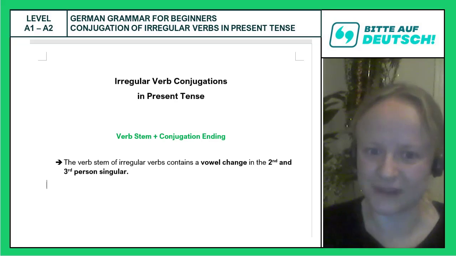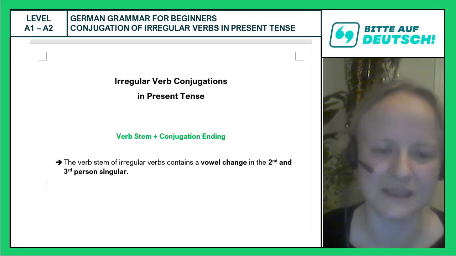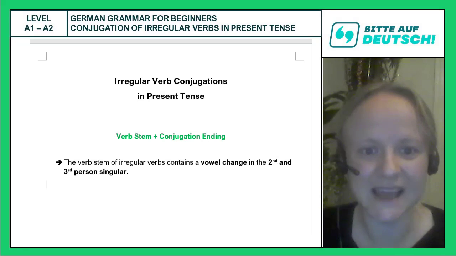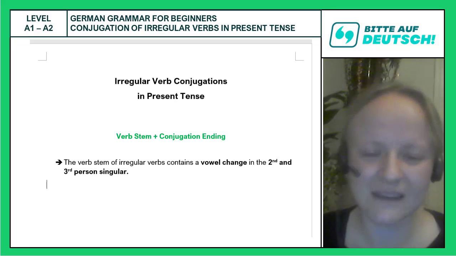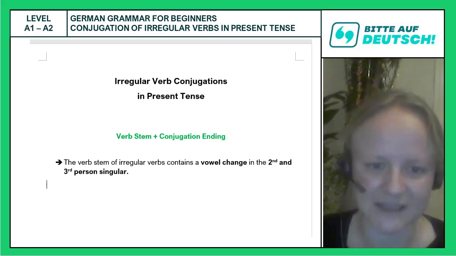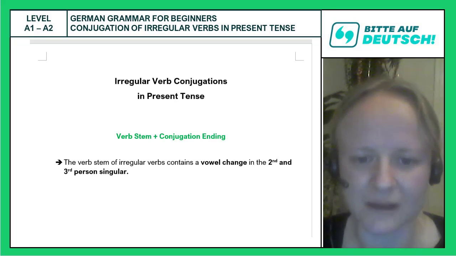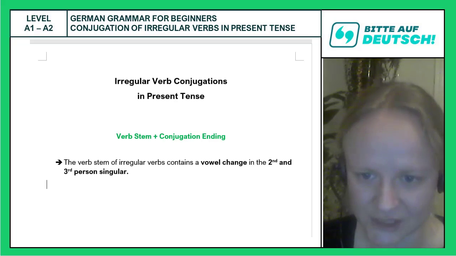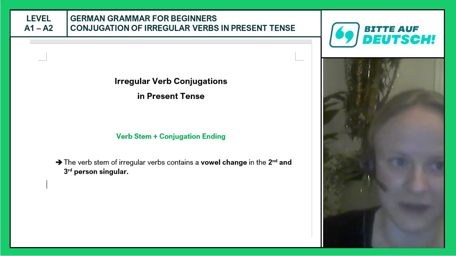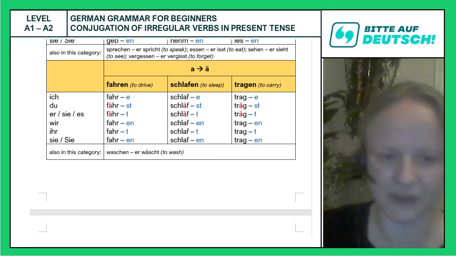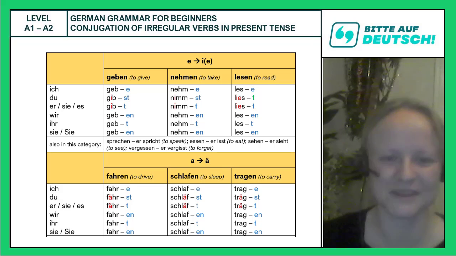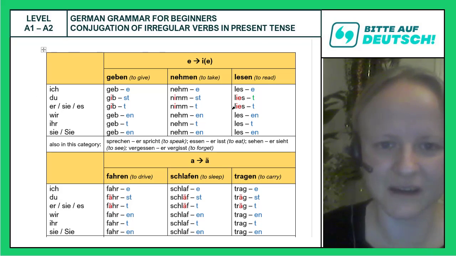As you already know from the regular verb conjugations, what we need to do is to identify the verb stem, which we get by eliminating the en ending from a German infinitive, and then we add the conjugation endings. However, what is different about irregular verbs is that the verb stem of irregular verbs contains a vowel change in the second and third person singular forms. And I will show you now what exactly this looks like. Let's scroll up again. Okay, so let's look at the upper part here first.